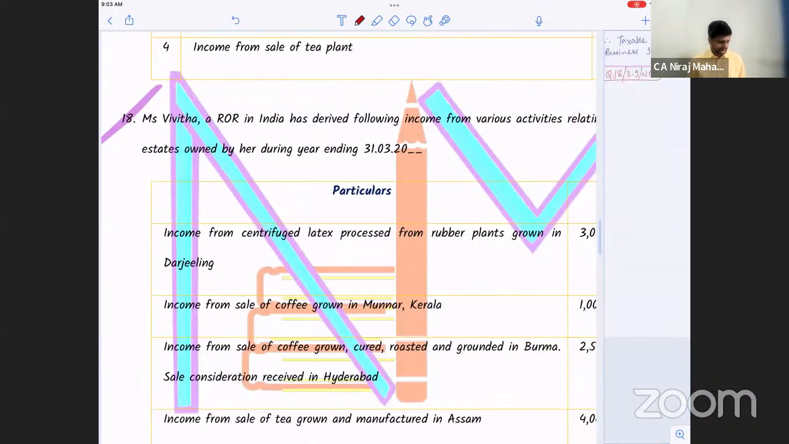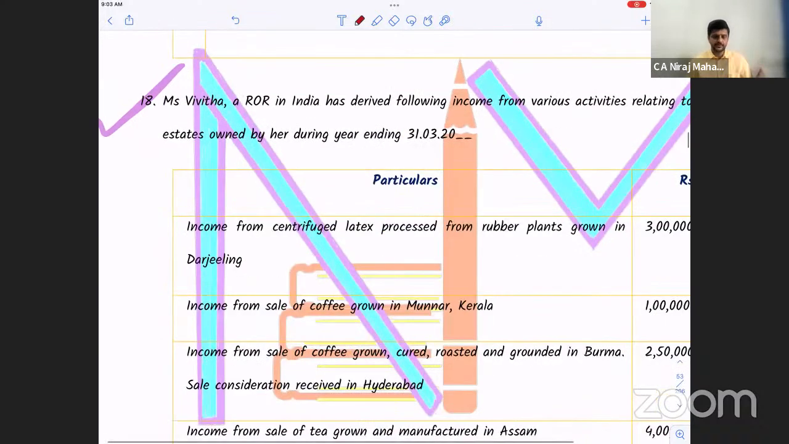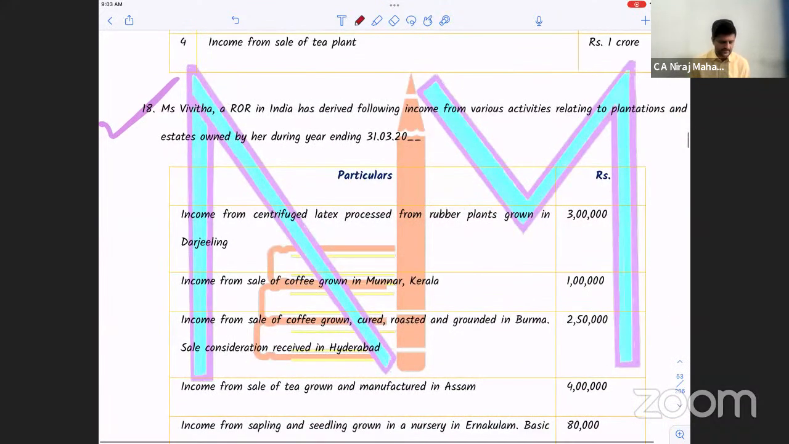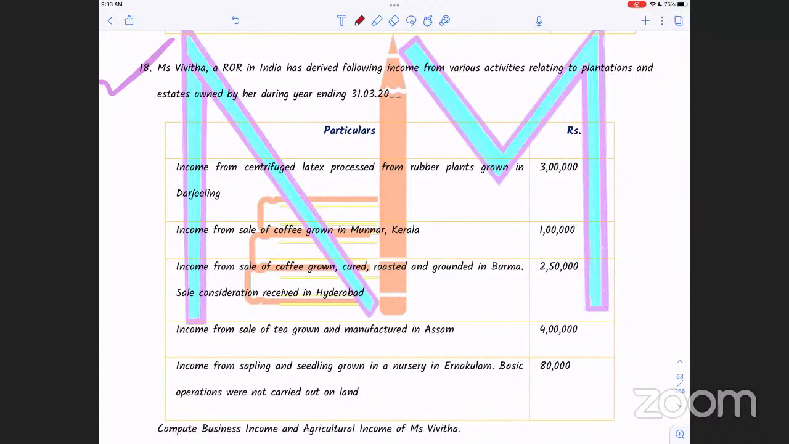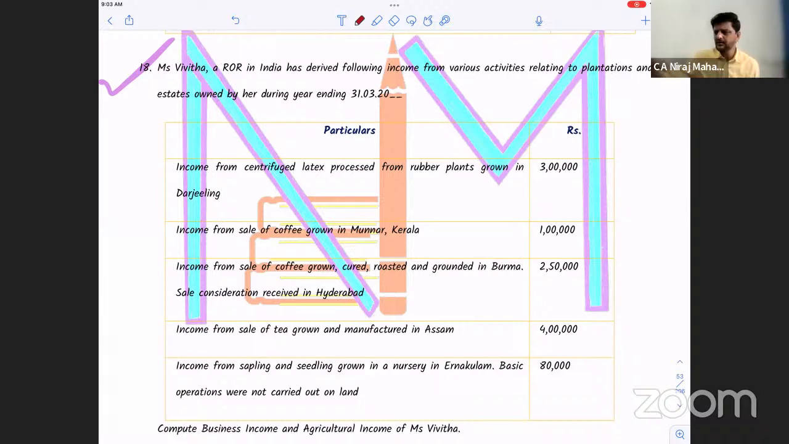Miss Vivitha. Vivitha was there in chapter number 2 also. So that's the same Vivitha. But now she's ROR in India. ROR, you understand? Resident and ordinarily resident. What is the taxation for ROR? Which income is taxable in India for ROR? Global income and Indian income both.